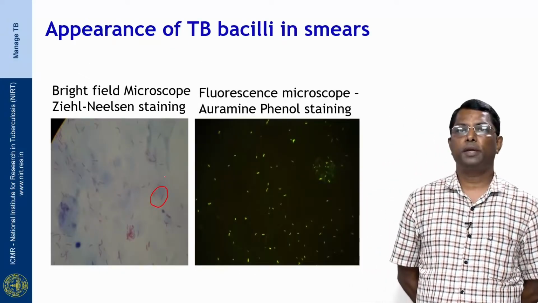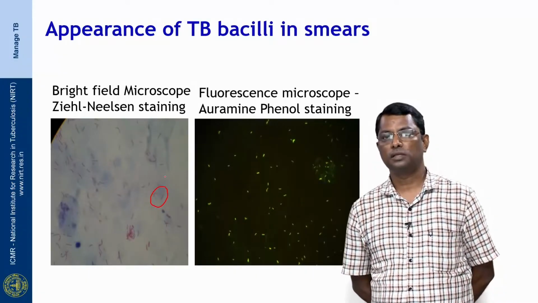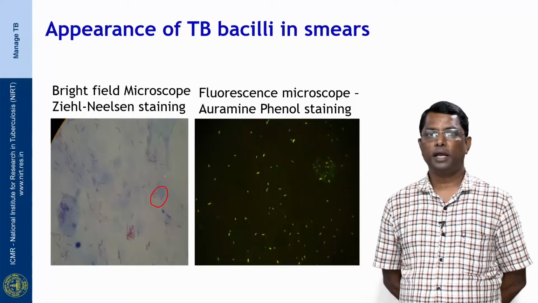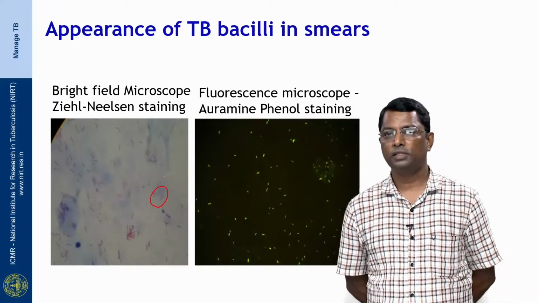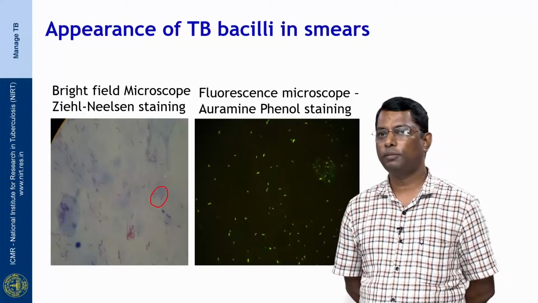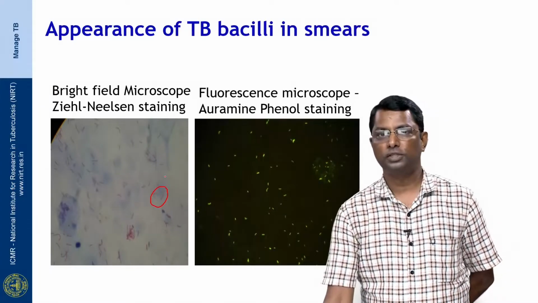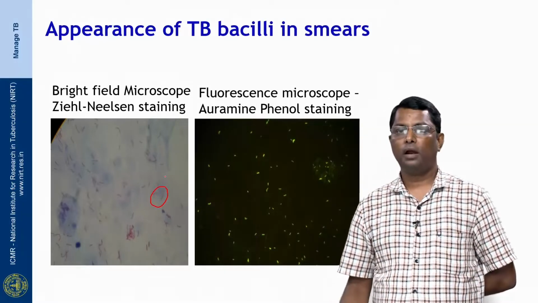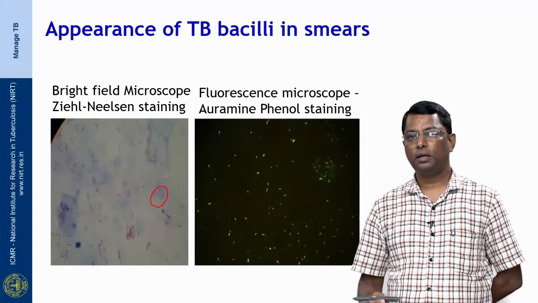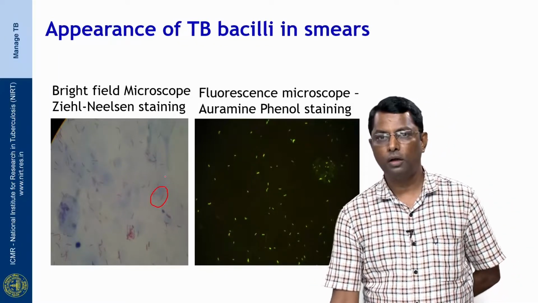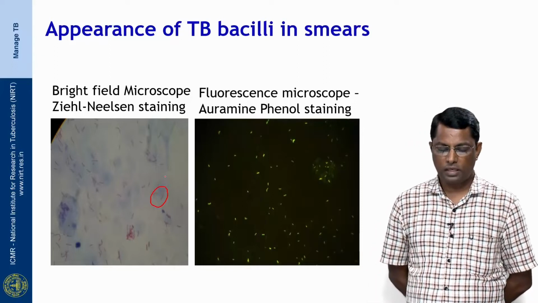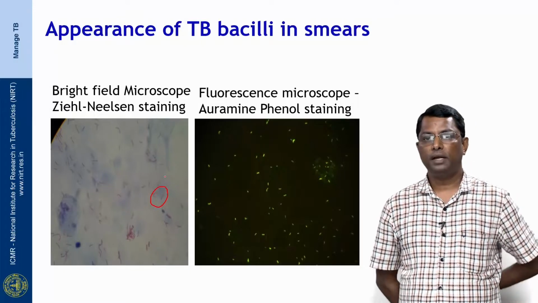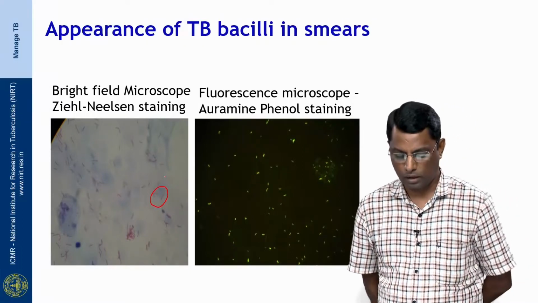Now we will go into the appearance of TB bacilli in acid-fast smears. There are two popularly used methods. A bright field microscope uses Ziehl-Neelsen staining, whereas a fluorescent microscope uses auramine phenol staining. In the bright field staining, the background is blue and the bacilli appear pink, popularly known as pink stained long slender beaded bacilli, whereas in fluorescent microscopy, the bacilli are bright yellow stained and the background is dark.